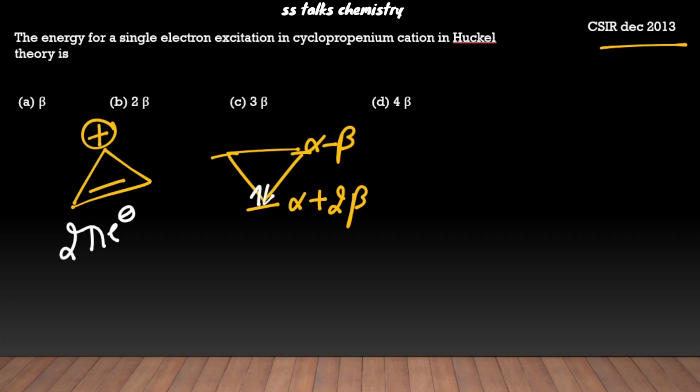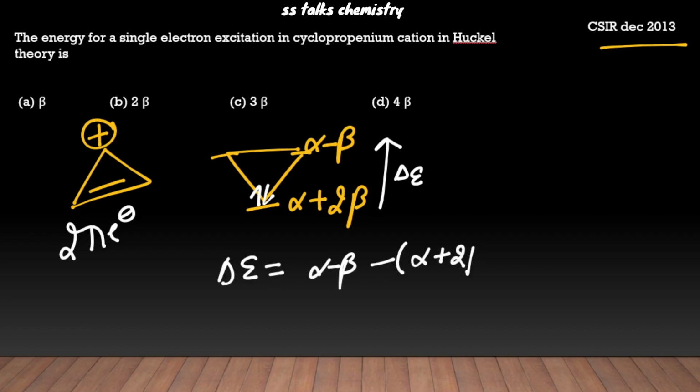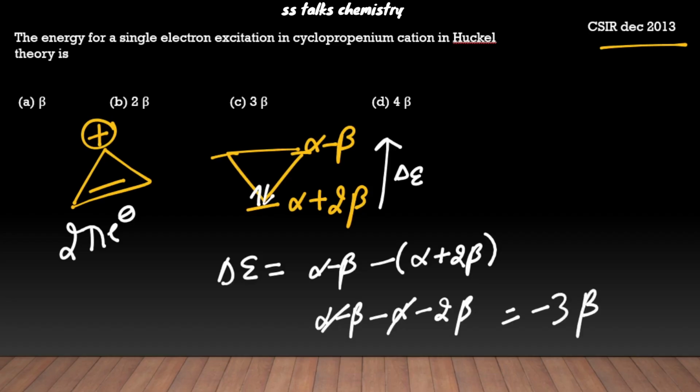Now for the excitation, how much energy is required? You have to go from this level to this. So delta E will give you this excitation energy. So delta E is alpha minus beta minus alpha plus 2 beta. So it will be alpha minus beta minus alpha minus 2 beta. So this comes out to be minus 3 beta. So this is the energy required for the excitation. Option C becomes the right answer in this. Okay.